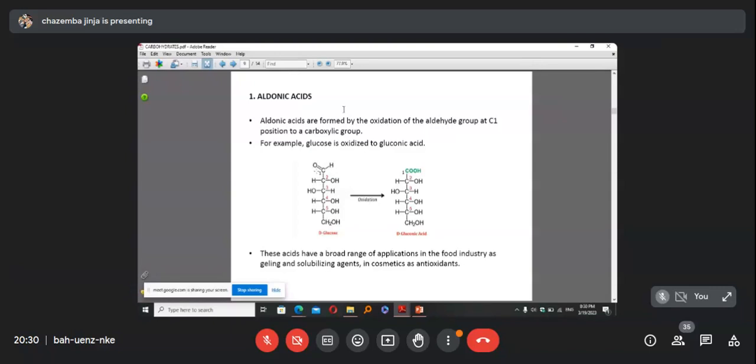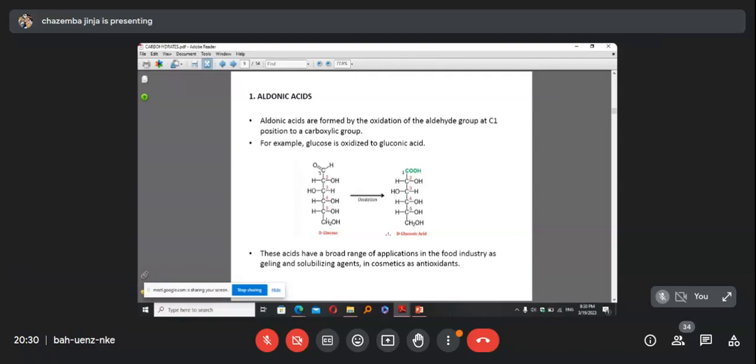D-glucose has an aldehyde group. If this aldehyde group is oxidized at carbon 1, an aldonic acid forms. An example is D-glucose, once it's oxidized, what you form. So these are the first derivative we'll look at. Now these acids have a broad range of applications in the food industry. They act as preservatives, and in cosmetics as antioxidants.